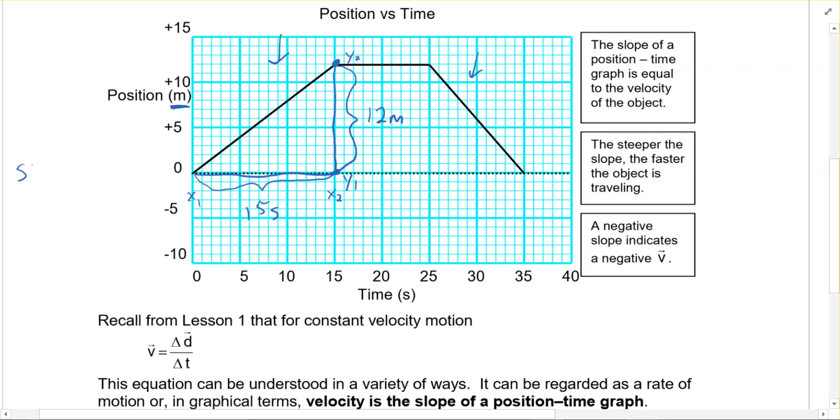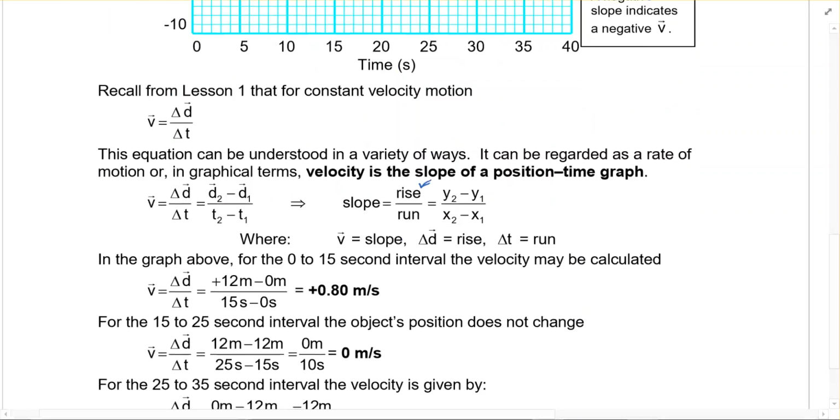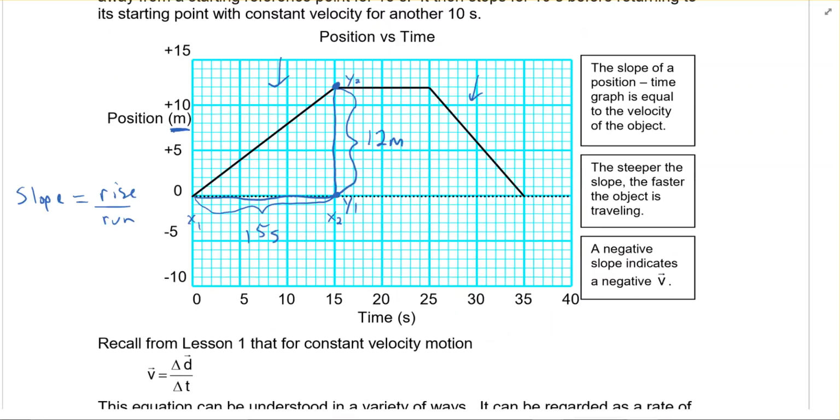Slope is just equal to rise over run. And this is kind of the way I like to think about it more than the y2 minus y1, is just draw these triangles like I've done here, and then figure out what one side of your triangle is and what the other side of your triangle is, what your rise and your run are. So in this case, slope is just going to be equal to my rise was 12. My run was 15.